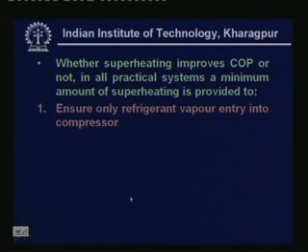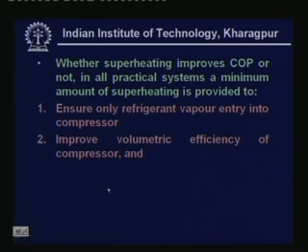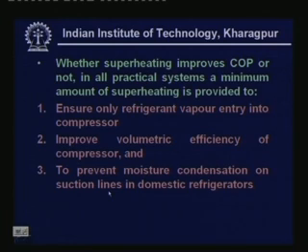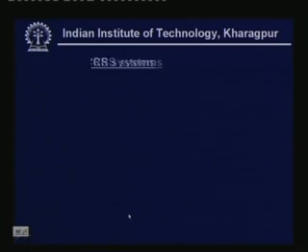So this is what is mentioned here. This I have already discussed, whether superheating improves COP or not. We have to use superheat to ensure only refrigerant vapor entry into compressor and improve volumetric efficiency of compressor, and to prevent moisture condensation on suction lines in domestic refrigerators, etc.